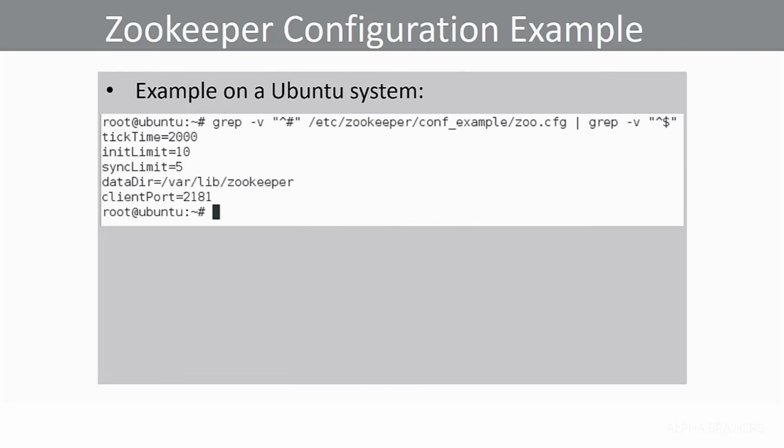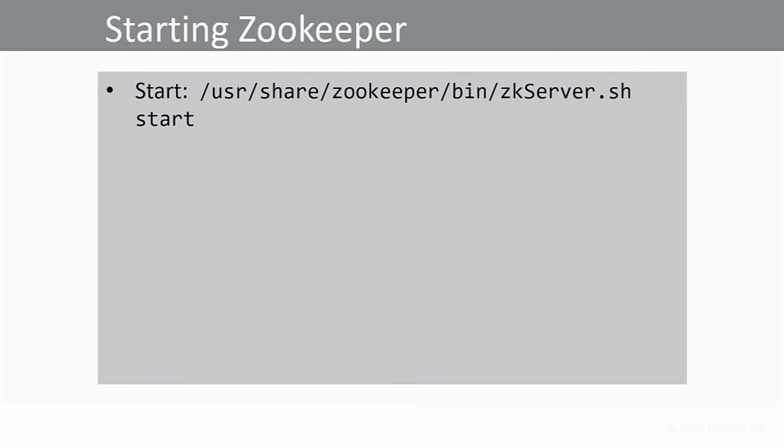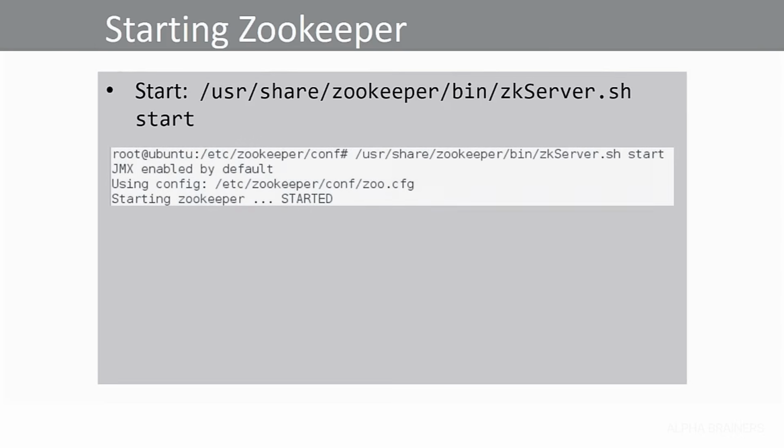Once you've configured Zookeeper, and in some cases you just leave it the default values, you can go ahead and start Zookeeper up. You can start Zookeeper by specifying the path to Zookeeper. So in this case it's down in /usr/share/zookeeper/bin/zkServer.sh, and then you pass in the argument of start. And that should start up Zookeeper. You can see it started right now.